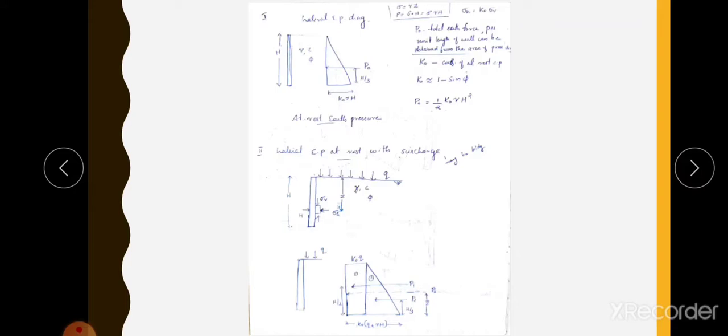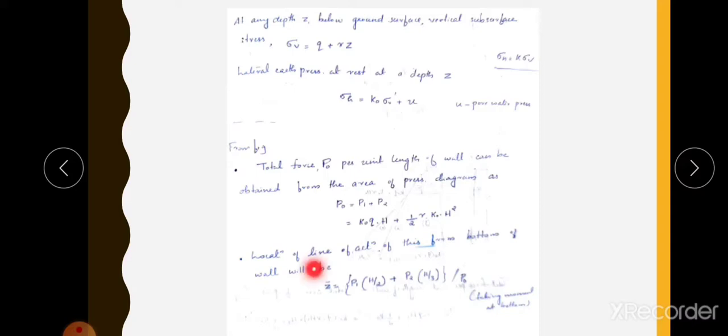That is, we are taking moment at this point about P0, which you have studied in your mechanics. From equating those values, we can calculate the value of z dash. That is, the location of the line of action of this P0 from the bottom of the wall is z dash equal to P1 into h by 2 plus P2 into h by 3, divided by P0. Like that we can calculate the location of the line of action of this total force.